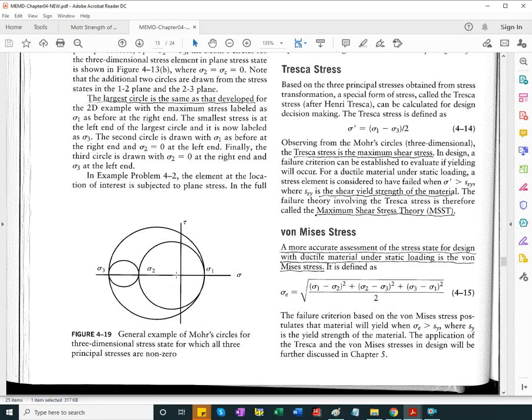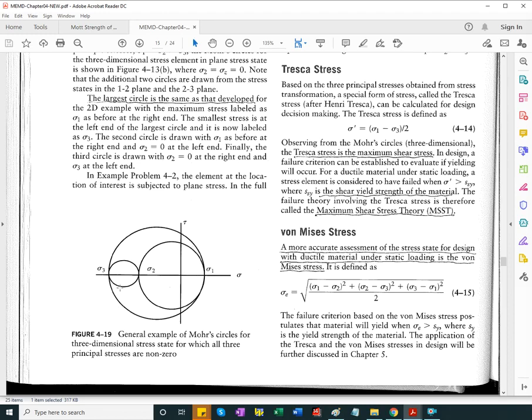So we necessarily introduce the third stress, even if it's zero, and we have a circle that is going to have the largest radius of the two, and that's going to give us the maximum shear stress. Okay.